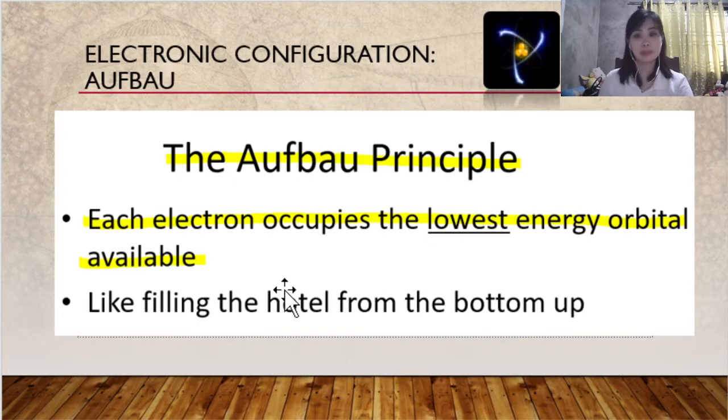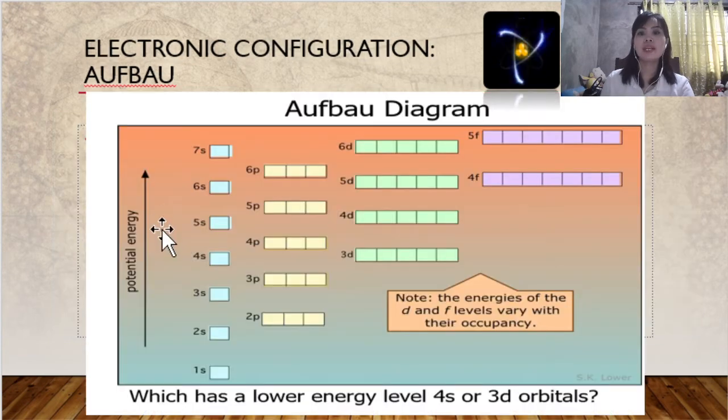For the Aufbau principle, each electron occupies the lowest energy orbital available, like filling a hotel from the bottom up. So of course, we have to start from the lowest energy. So, which is our lowest energy, S or D? Very good, it is S. So we have to start from S. And then after that, I want you to observe our Aufbau diagram. We have here the S level, the P level, the D level, and the F level, from the lowest to the highest.